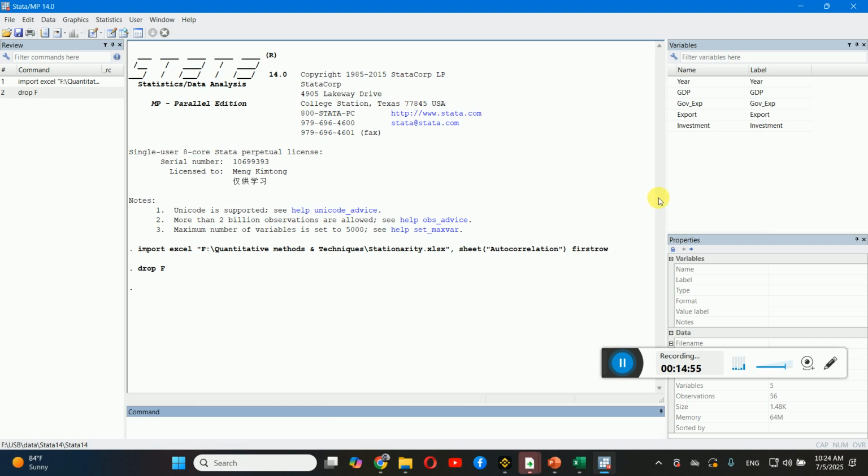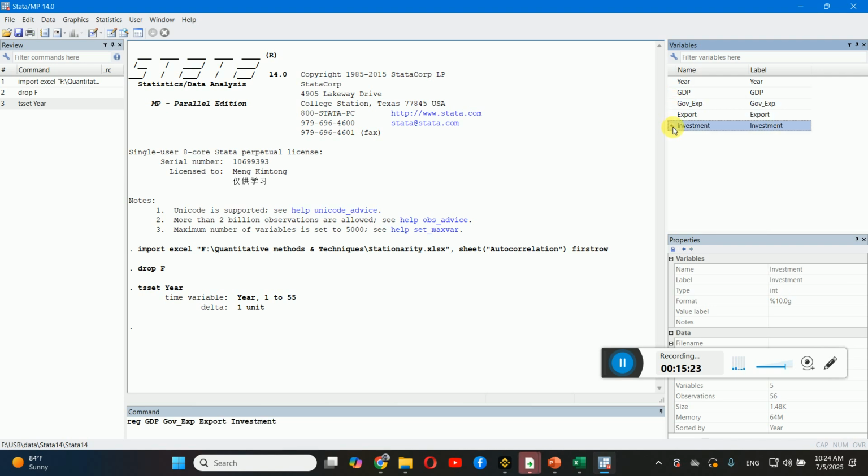The first point is that if your data set is time series data, you should tell Stata what your time variable is. So you should type tsset, and the time variable is year. Now the time variable is set, so just run the regression. GDP is the dependent variable, then government expenditure, exports, investment, and press enter.